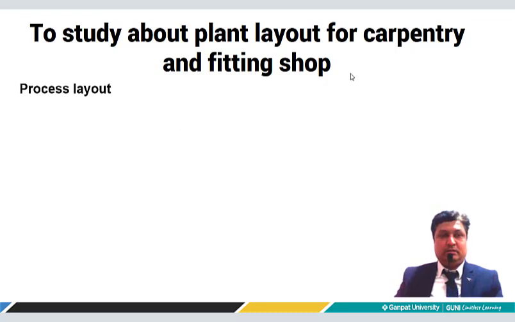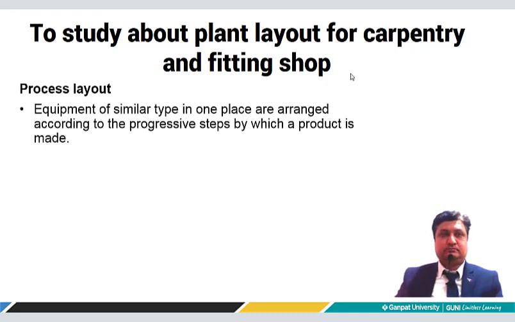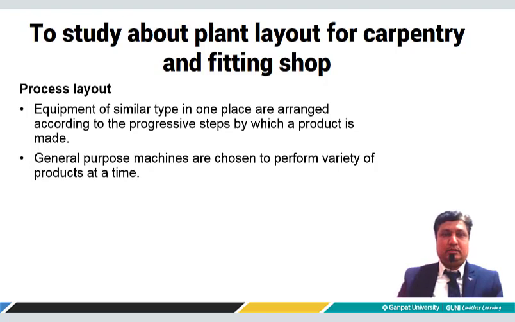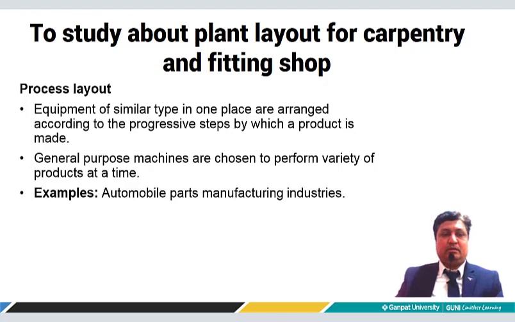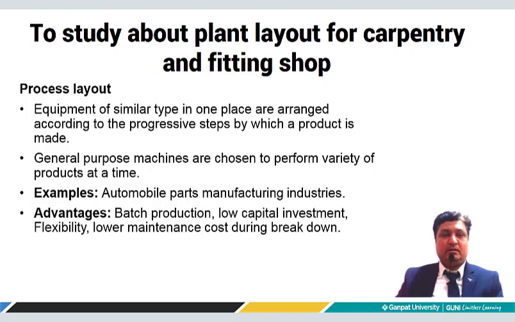Now let's see about the process layout. In a process layout, equipment of similar type is arranged in one place, according to the progressive steps by which a product is made. Generally, in this type of layout, general purpose machines are chosen to perform a variety of products at the same time. For example, in automobile parts manufacturing industries.